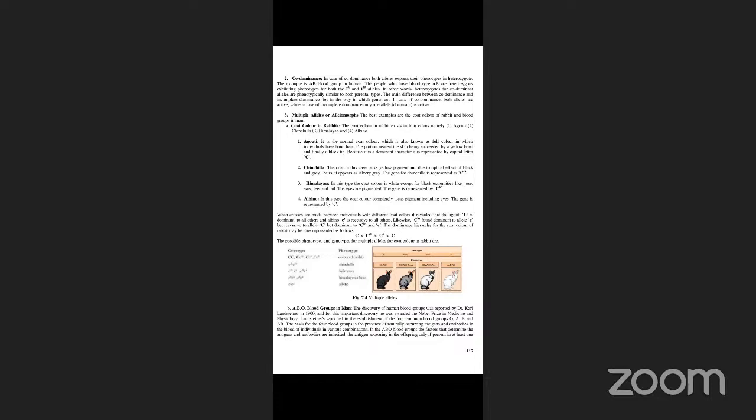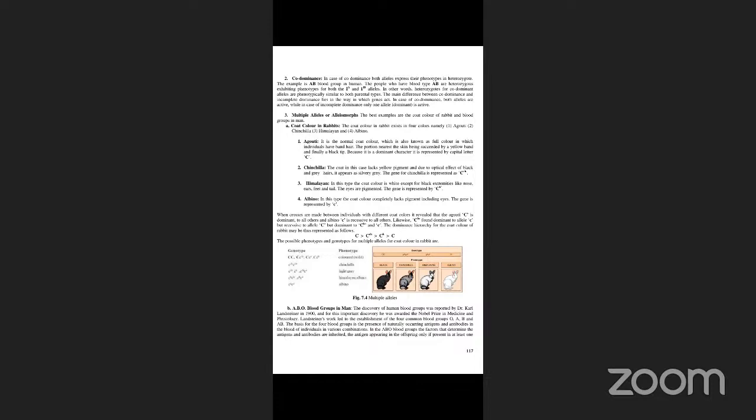The best examples are coat color of rabbit and blood groups in man. Multiple alleles means, I told you, alleles usually have only two forms, one dominant and the other recessive, as we discussed yesterday. But there are multiple alleles also. Rabbits have different shades of coat color, like the hair covering. The coat color in rabbits exhibits four colors: agouti, chinchilla, Himalayan, and albino.